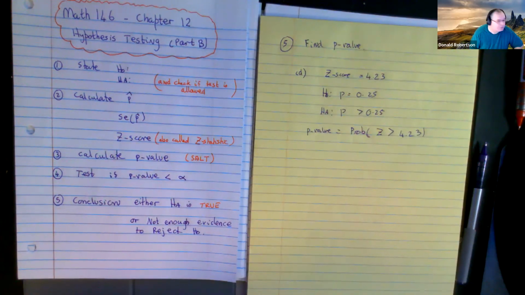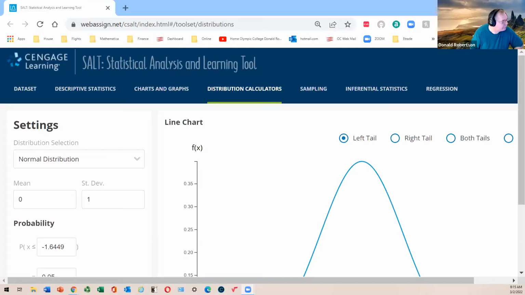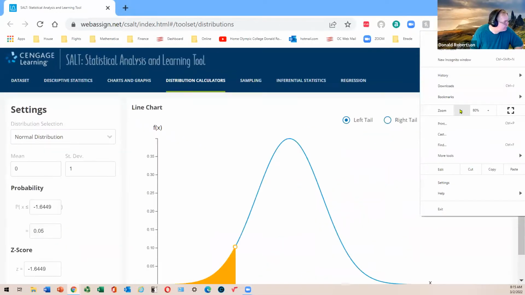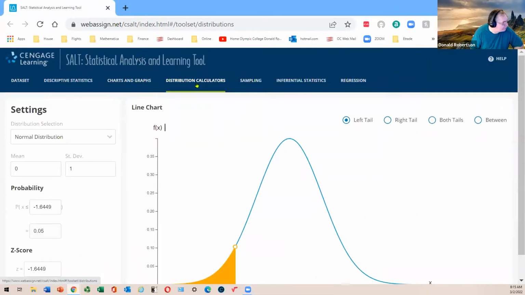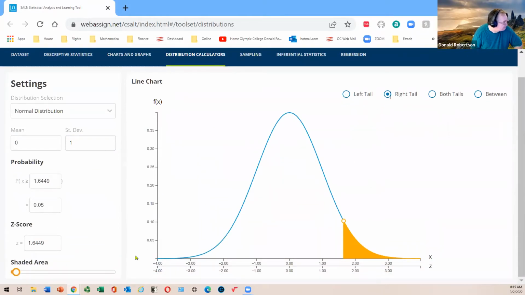So I'm now hitting SALT and show you how that works out. And here we go. I'll shrink this down a little bit. There we are. Okay, so distribution and calculators, normal. It's a z-score, so 0 for the mean, 1 for the standard deviation. I want a bigger than, so that's a right tail. See a little picture. And I want it to be bigger than 4.23.